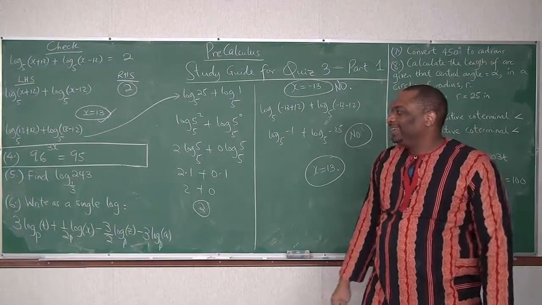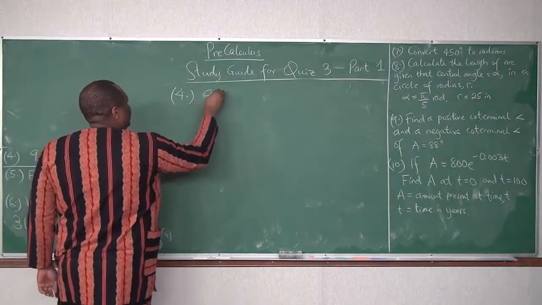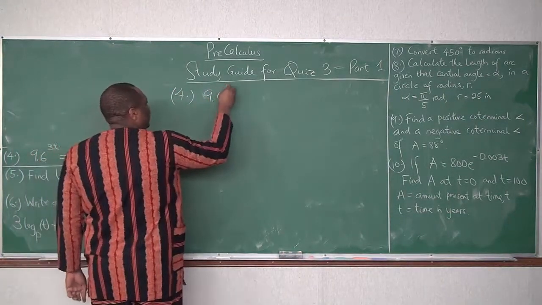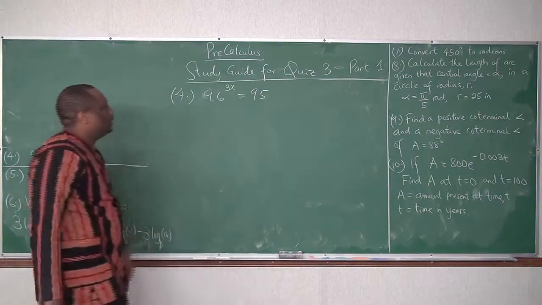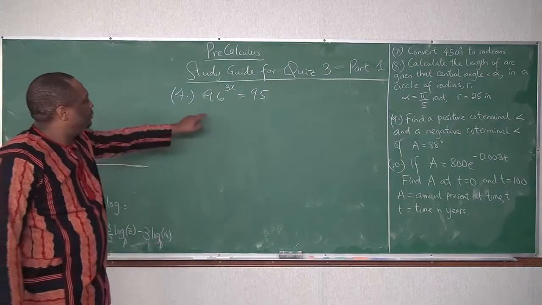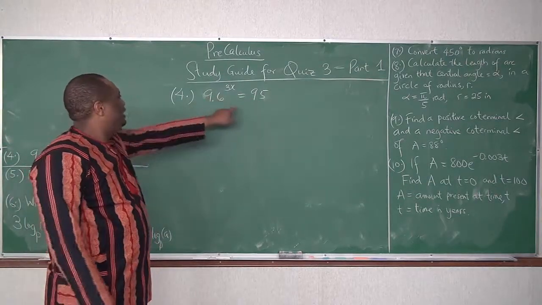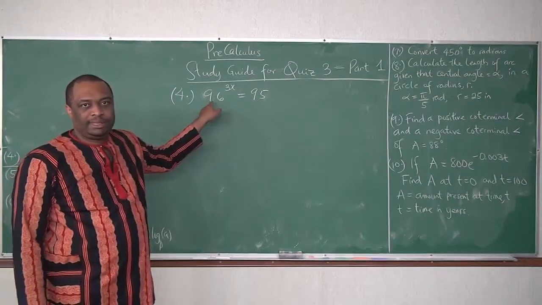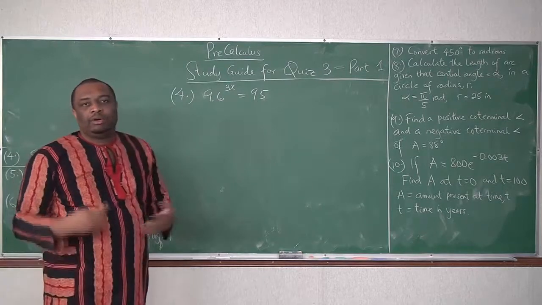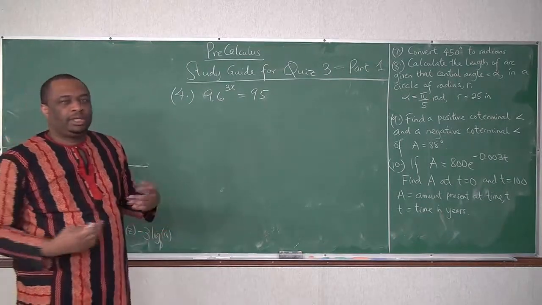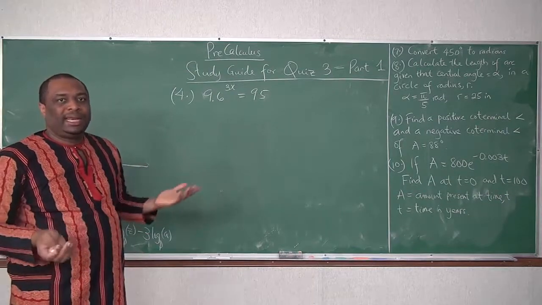Right? Question. We have 9.6 exponent 3x equal to 95. So if we look at this now, 95 is not a multiple of 9.6. So it will be difficult for us to just solve this exponential equation just like that.